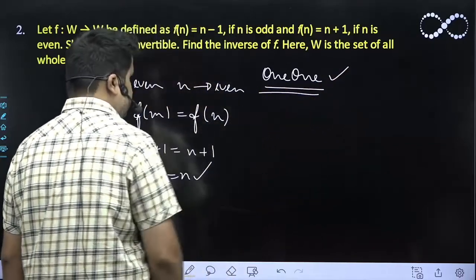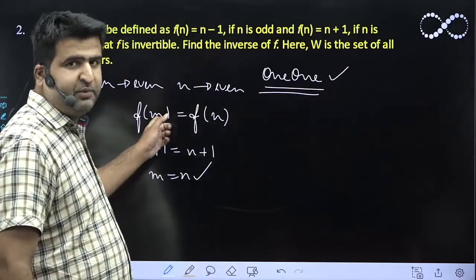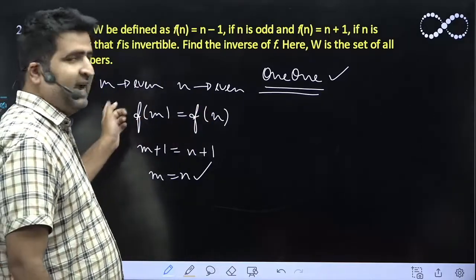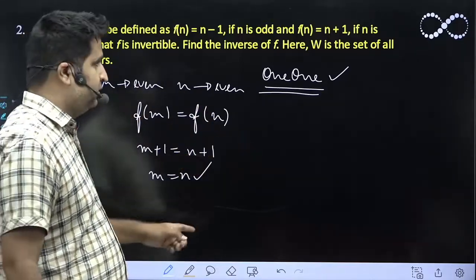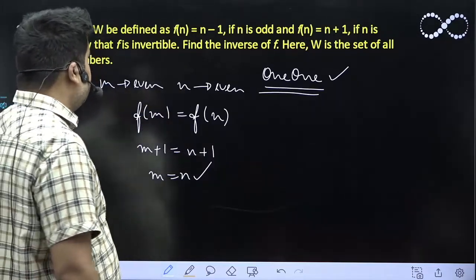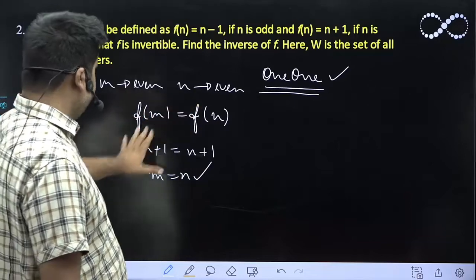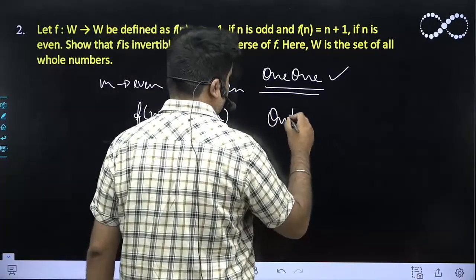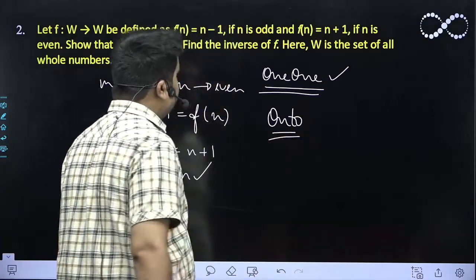right? Now the case which we took previously, where one was odd and the other one was even, that case has to be ignored, right? Because that is not possible. We just have to see this case. So this will be invertible only if it is 1-1 and onto as well. So how do you prove that this is an onto function?